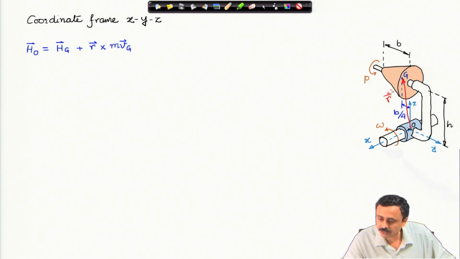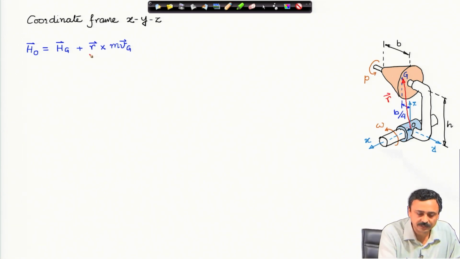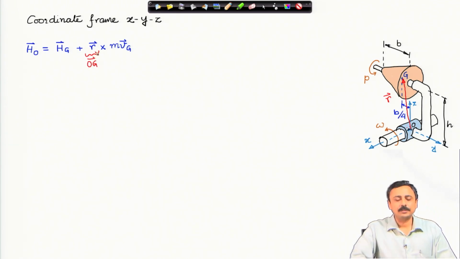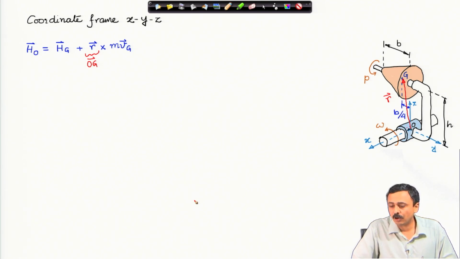This is the r vector from O to G. Essentially this vector is the vector OG. This is our shifting of the angular momentum. We have to calculate first the angular momentum of the cone about its own center of mass, and then add to it the contribution of the moment of the linear momentum of the center of mass about that point O.